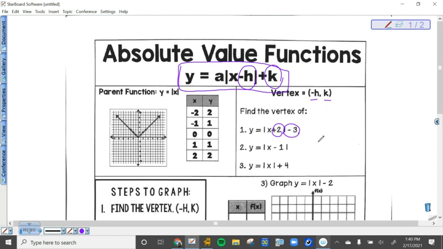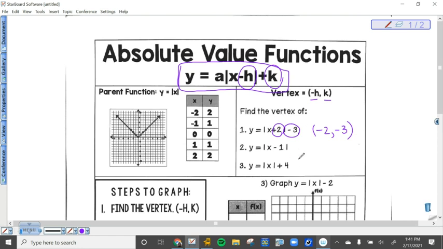So we need to pay close attention to negatives here. This is saying our vertex is at negative h. So that would mean that our vertex is at negative 2, negative 3. This ordered pair is a point on the graph that is going to be the vertex.